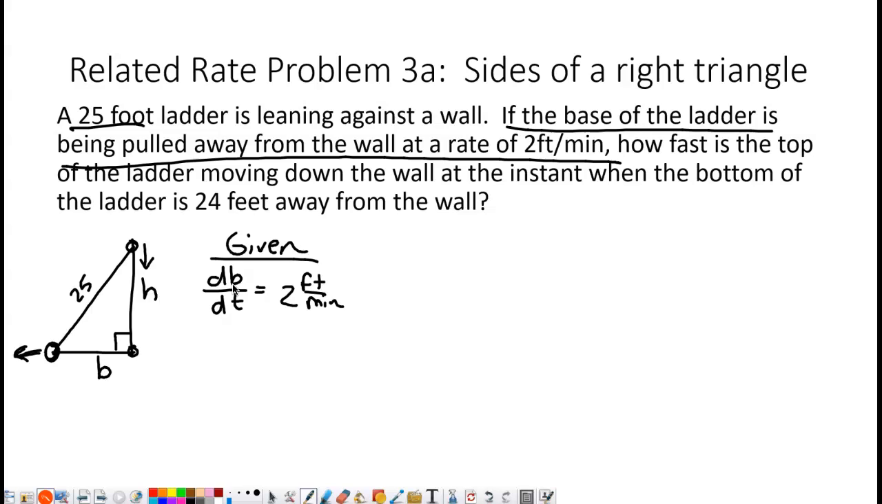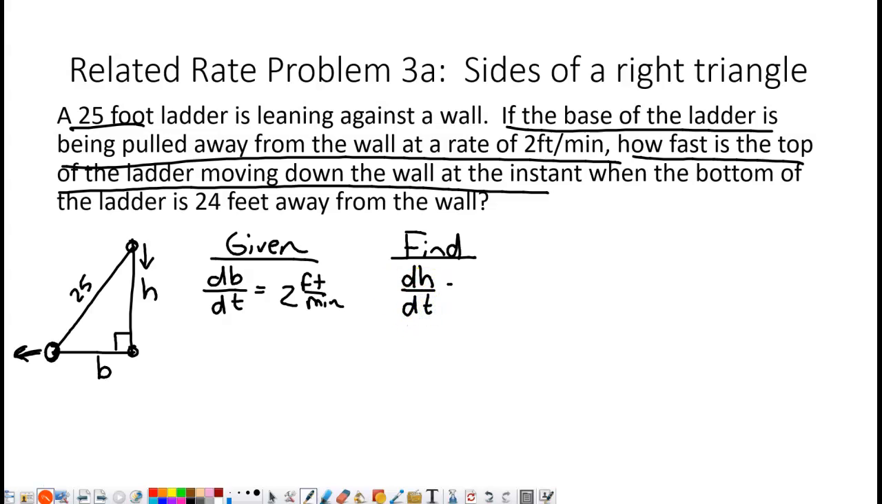All right, so we have our picture. We have our given. Step 3 is we want to know what rate it is that we're trying to find. Well, it says here, how fast is the top of the ladder moving down the wall? That would be this letter, right? I want to know how fast is that changing. So that would be the rate of change of H with respect to T.